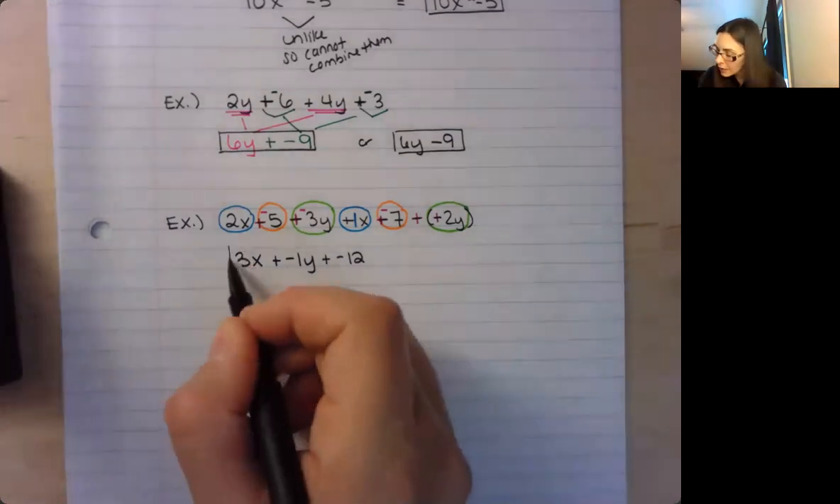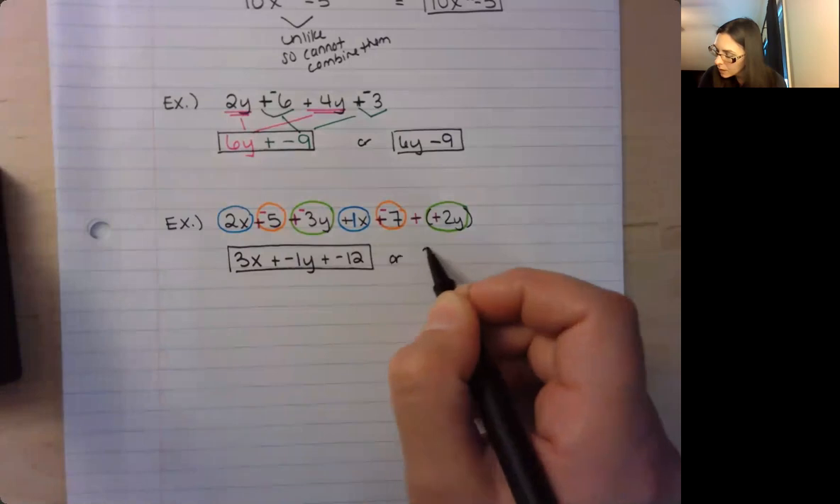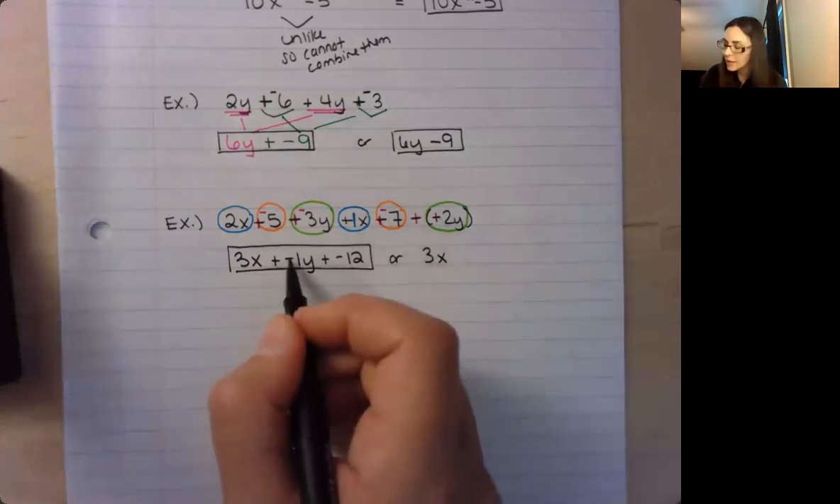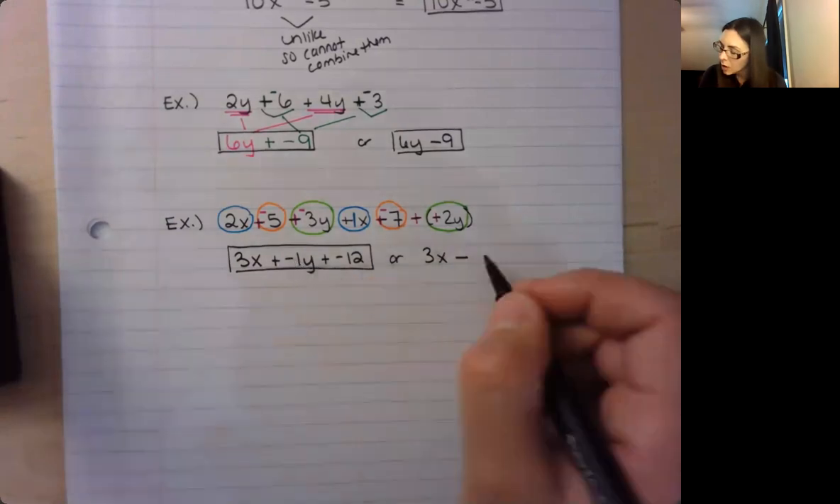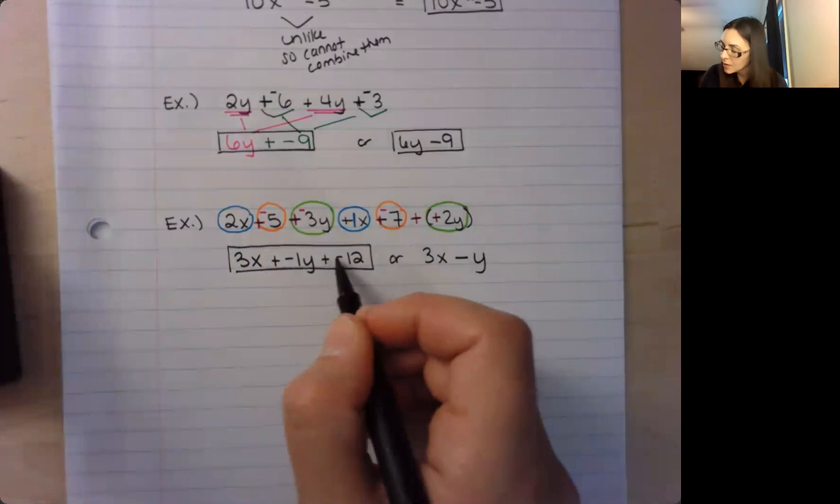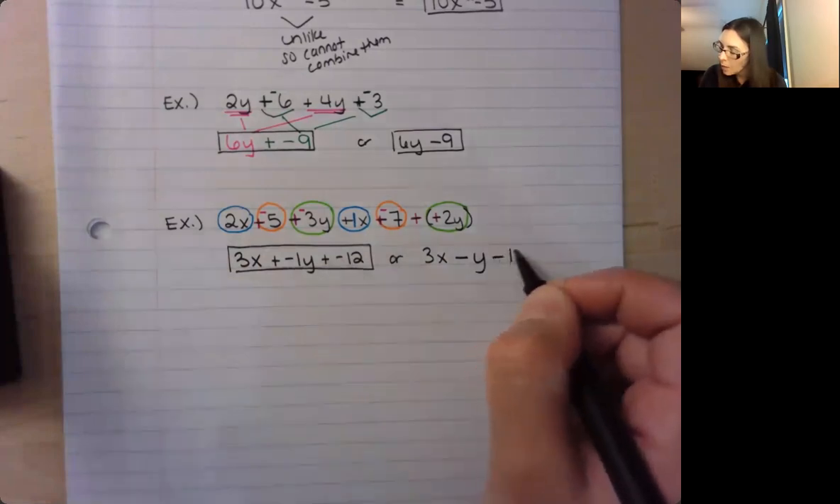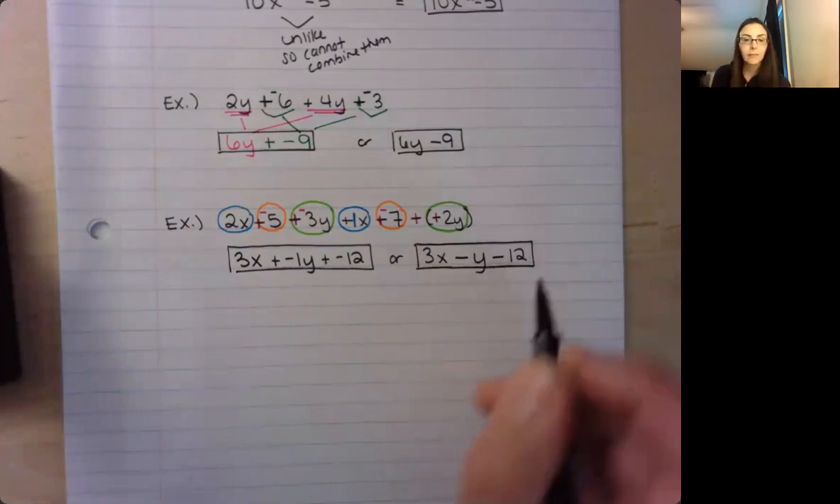Now this is fine for a final answer, or if you want, you can clean this up a little bit. So plus and negative is the same thing as minus. And we don't typically put the 1 in, so you could also write it as minus y. And then here, plus and negative is also the same thing as minus. So both of these answers would be acceptable and are correct.